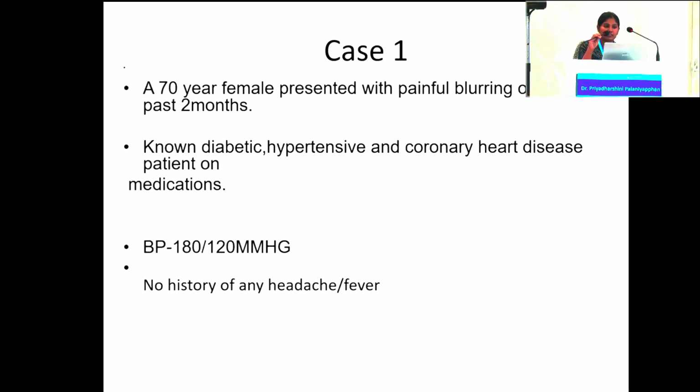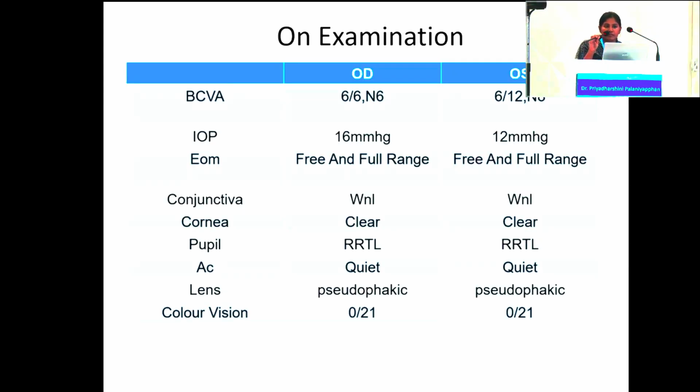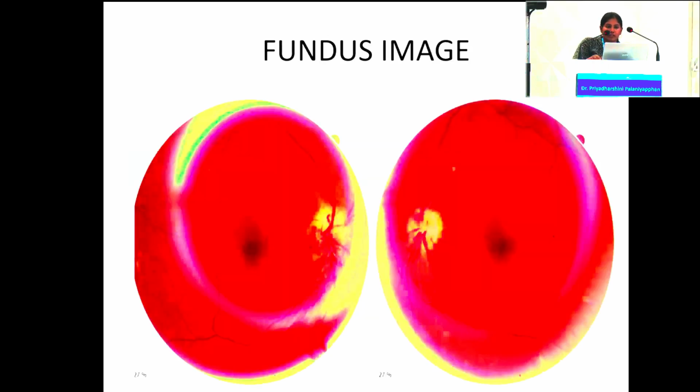Her BP was measured at 180/120 millimeters of mercury. There was no history of any headache or fever. On examination, her BCVA of the right eye was 6/6 and left eye was 6/12. Only color vision was reduced. Pupil reaction and extraocular movements were normal. On fundus imaging of both eyes, there was disc edema with splinter hemorrhages in both eyes.